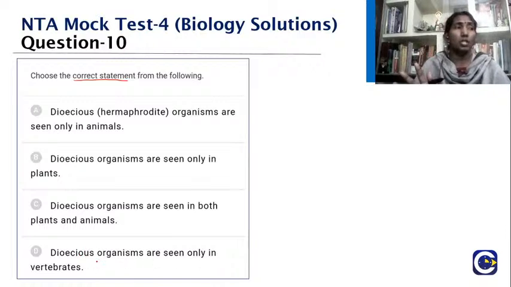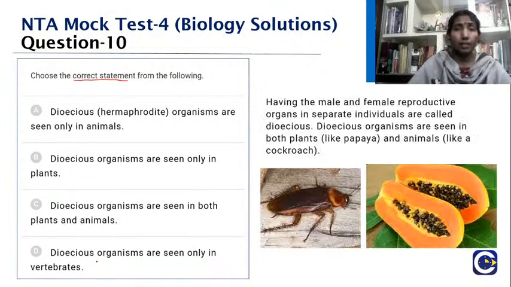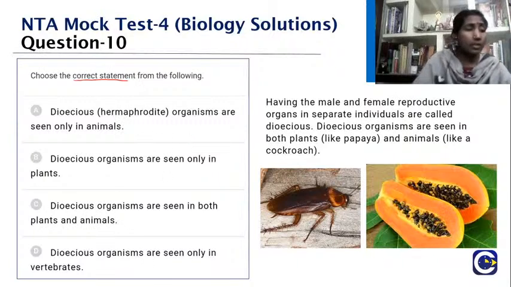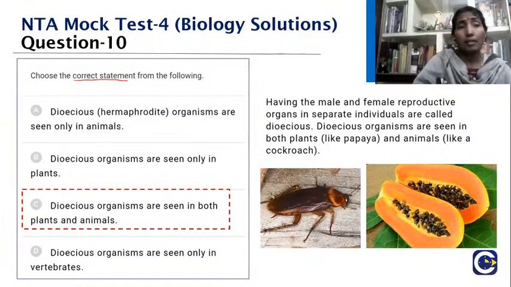First we will see what is dioecious. That means having the male and the female reproductive organs in separate individuals, they are called dioecious. So dioecious organisms are seen in both plants like papaya and animals like cockroaches also. The hermaphrodites are the ones having both in the same organism. So what is the common thing that we see? The dioecious organisms we see in both plants and animals.